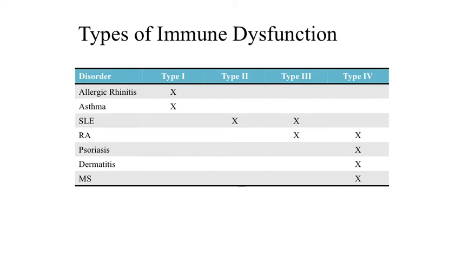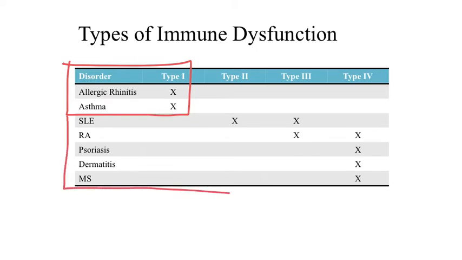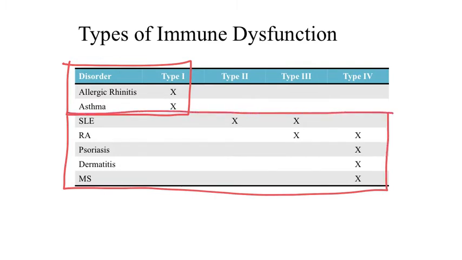In these different types of immune dysfunction, a type 1 hypersensitivity is characteristic of allergic rhinitis and asthma, whereas type 2 is an aspect of lupus, type 3 is a component of both lupus and rheumatoid arthritis, and type 4 hypersensitivity is a component of rheumatoid arthritis, psoriasis, atopic dermatitis, and also multiple sclerosis.